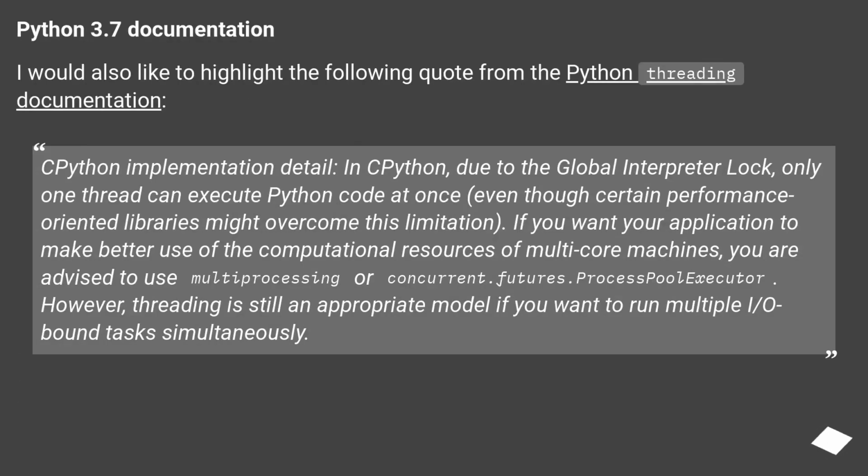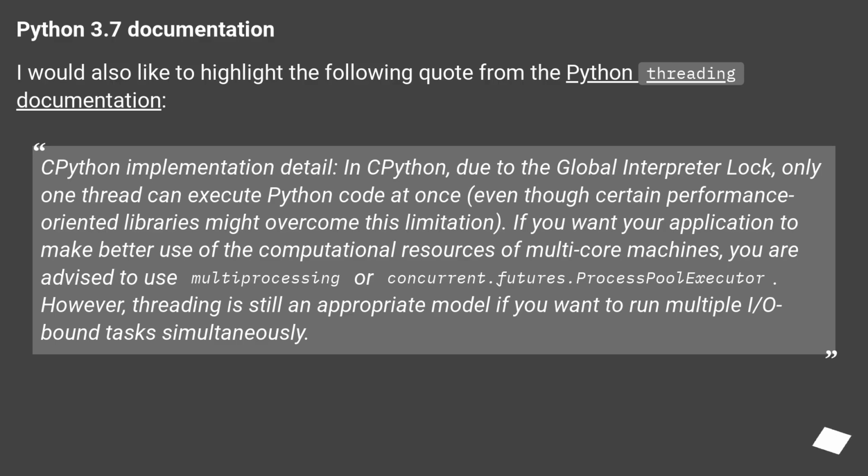Python 3.7 documentation. I would also like to highlight the following quote from the Python threading documentation. Python implementation detail: in Python, due to the global interpreter lock, only one thread can execute Python code at once, even though certain performance-oriented libraries might overcome this limitation.